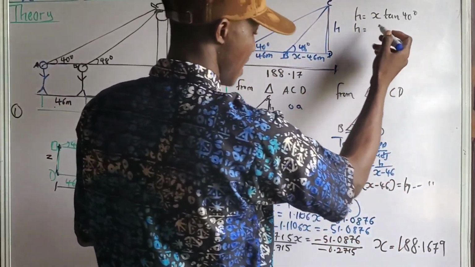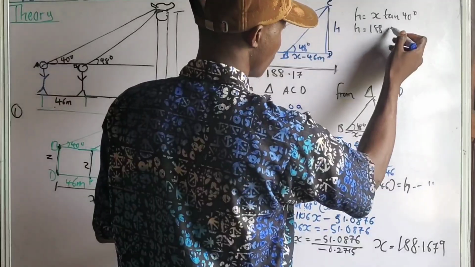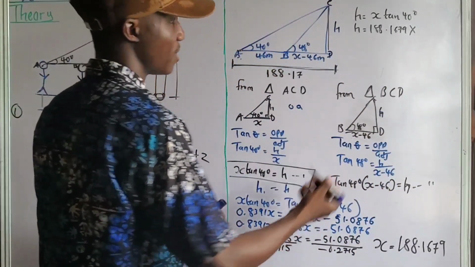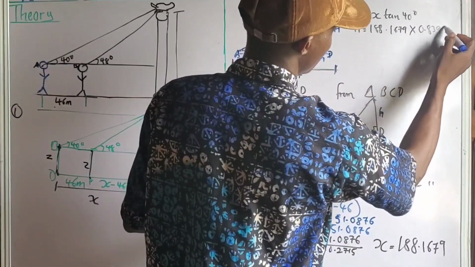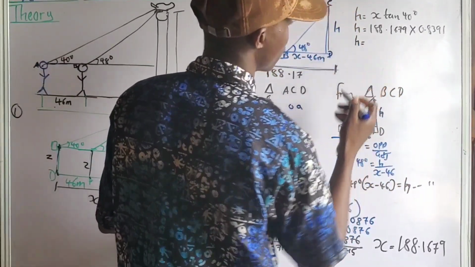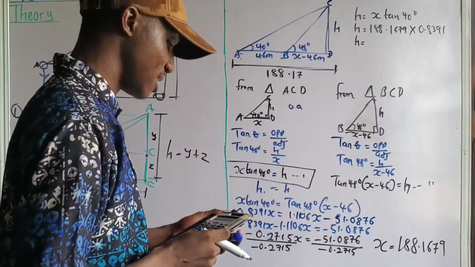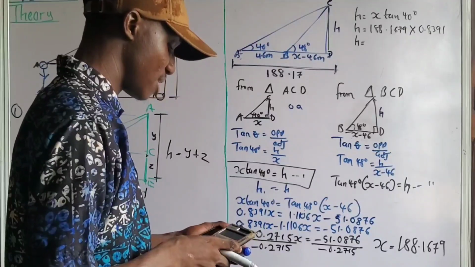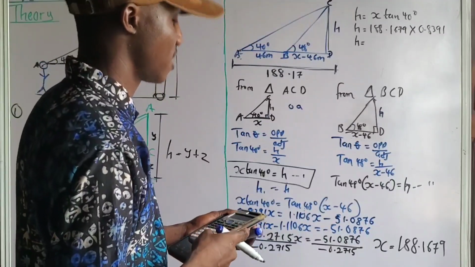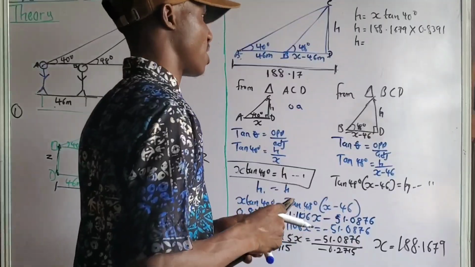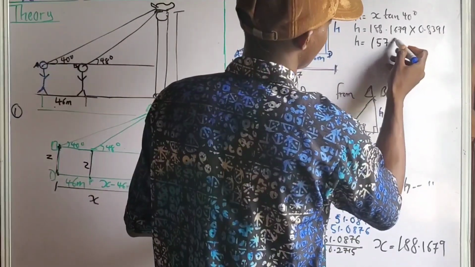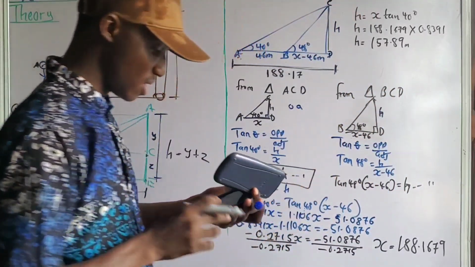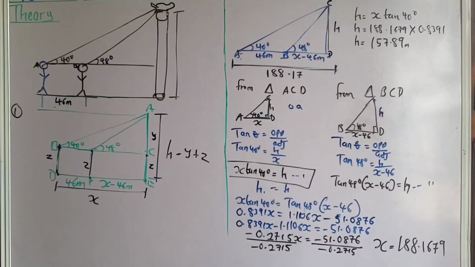Well, now use this one, okay? X, which is 188.1679 times tan 40 degrees, which is 0.8391. So the height here will be equal to 188.1679 times 0.8391. What's the answer? That is 157.89 meters, you understand? Okay, so the height of the pole is 157.89 meters. Do you understand?